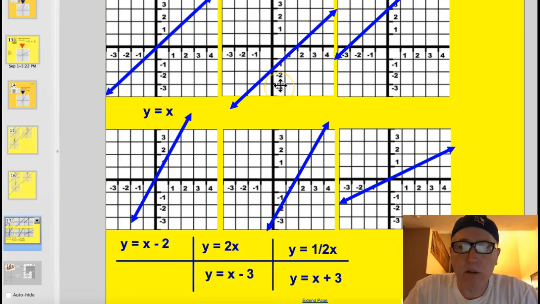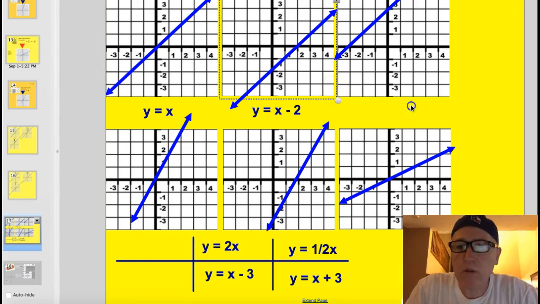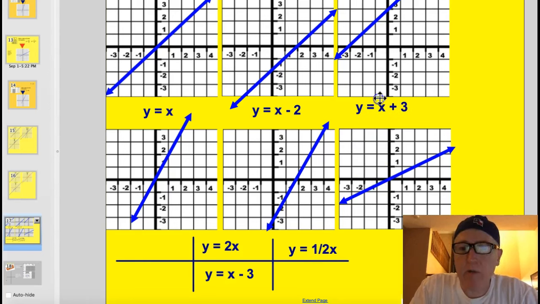How about this guy here? Okay. I don't see that one either. Oh, there it is right here. It's got to be minus 2, right? Because it goes through at minus 2. There you go. How about this one? Well, it goes through at plus 3, so it's got to be this one right here. y equals x plus 3.